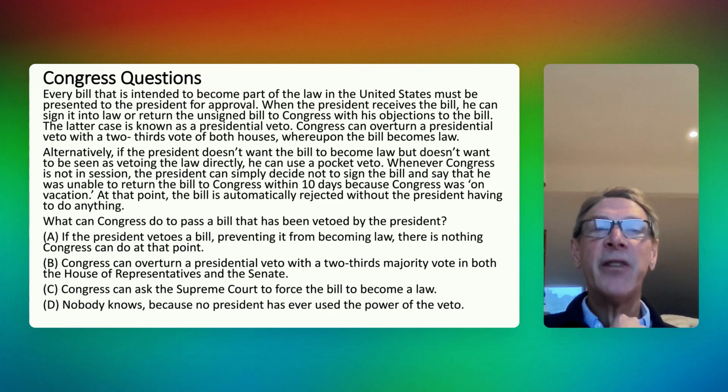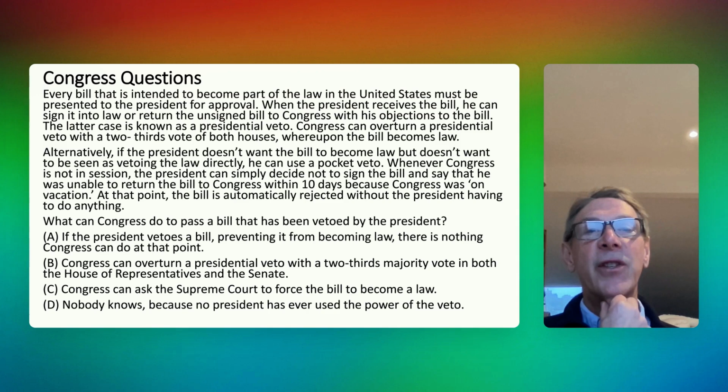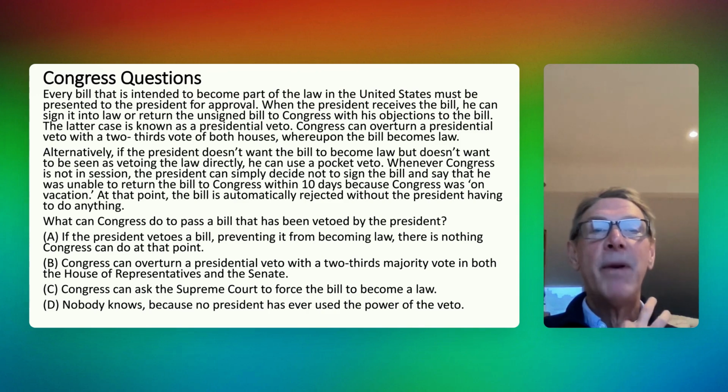Alternatively, if the president doesn't want the bill to become law, but doesn't want it to be seen as vetoing the law directly, he can use a pocket veto. Whenever Congress is not in session, the president can simply decide not to sign the bill and say that he was unable to return the bill to Congress within 10 days because Congress was on vacation. At that point, the bill is automatically rejected without the president having to do anything.